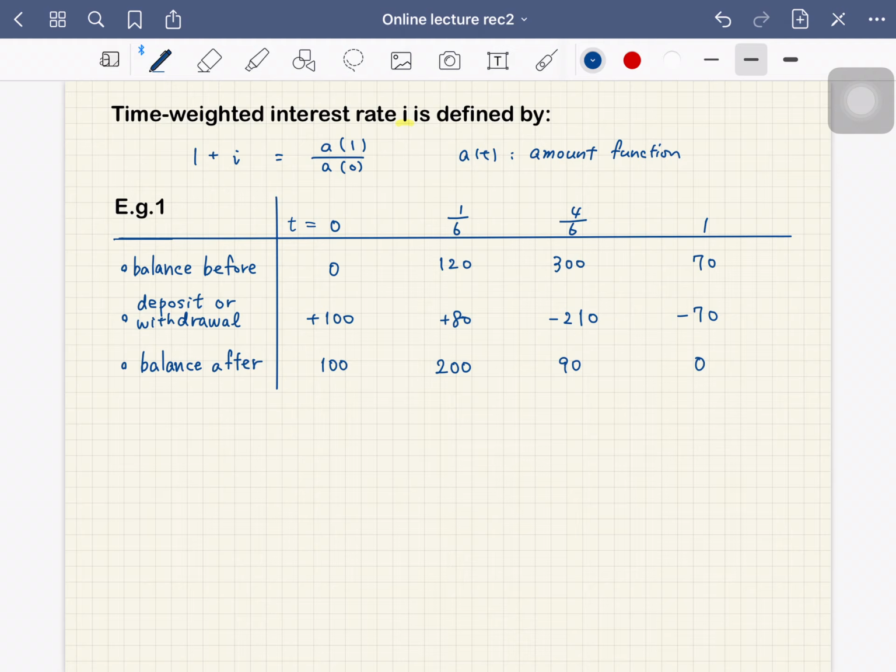So now, one example. This is the same example as last time. We have 4 time points, and we have the balance before and after deposit or withdrawal. Since time-weighted interest rate only accounts for market return, we only focus on the fact that 100 becomes 120, and 200 becomes 300, and 90 becomes 70. So withdrawal or deposit doesn't really matter for I.